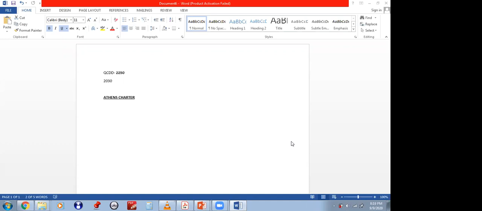The Athens Charter is an urban planning book by Le Corbusier. He worked on this book to come up with the concept of urban planning. There was a question in the exam: who is the architect behind the Athens Charter? Le Corbusier.